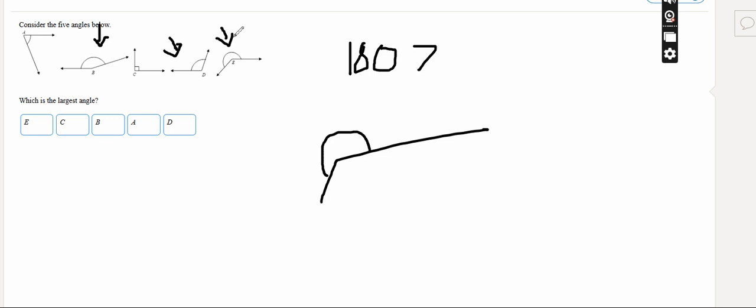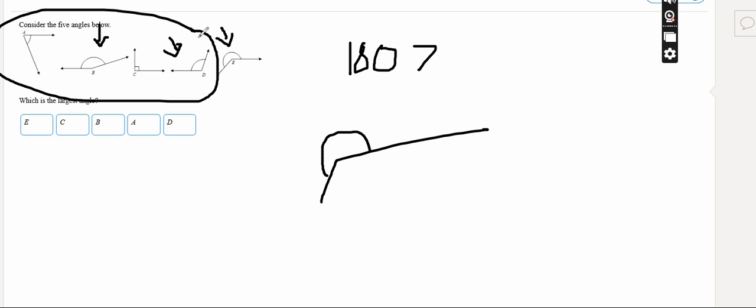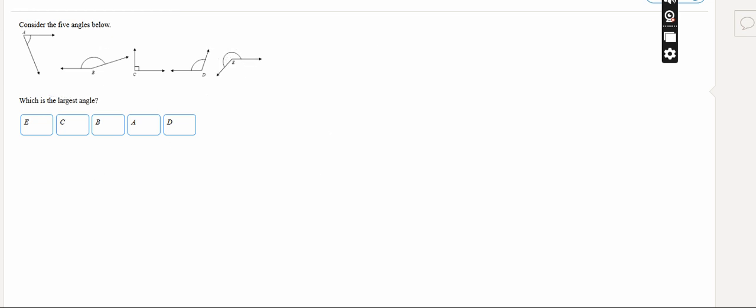So this is going to be the largest. Why is it the largest? Because it's more than 180. And all of the rest of these are within 90, so less than 90 or more than 90. But the reflex angle that's outside is going to be more than 180. So this is going to be E.